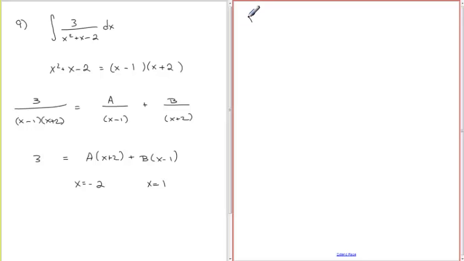So if we let x equals negative 2, then we get 3 is equal to A times 0, because negative 2 plus 2 is 0. And the second term is B times negative 2 minus 1. So that says we have 3 is equal to negative 3B, therefore B is equal to negative 1.